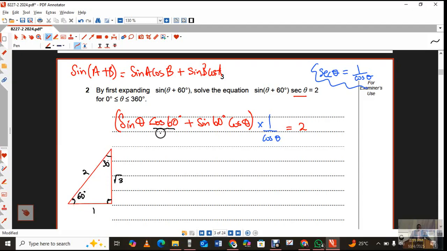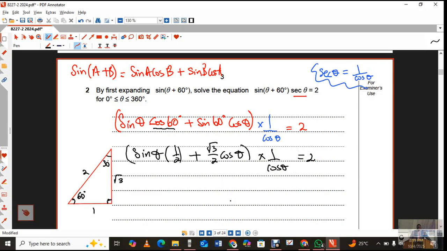Now, the cosine of 60 degrees is 1 upon 2. So this is sine theta times 1 over 2 plus sine of 60 degrees. Now, sine of 60 degrees is opposite over hypotenuse. So that is root 3 over 2 times the cosine of theta. And I'm going to divide all of this by cos theta, is equal to 2.